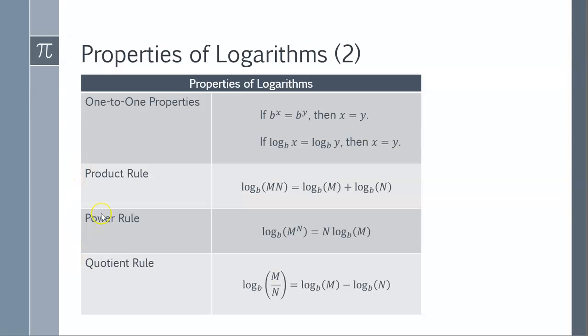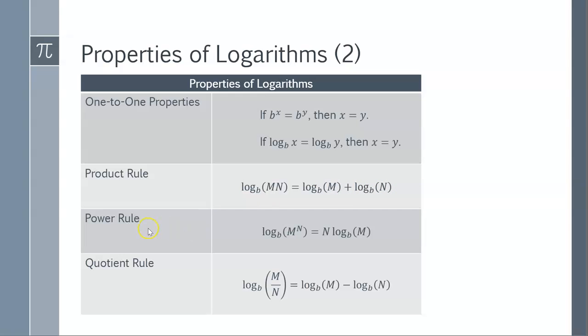Now, from here we have the rules. The product rule basically says if I have two things multiplied inside a logarithm, I can separate that by addition. So log base b of m times n becomes log base b of m plus log base b of n.